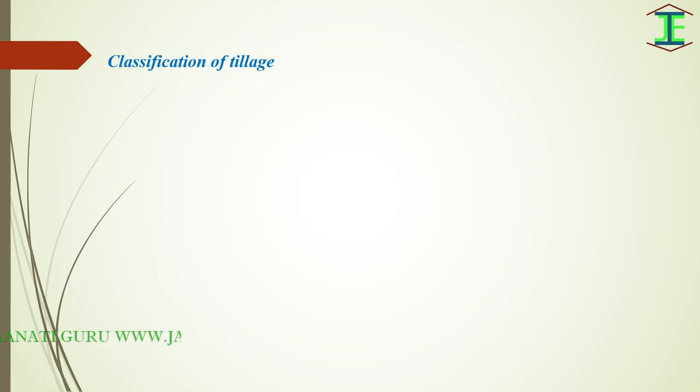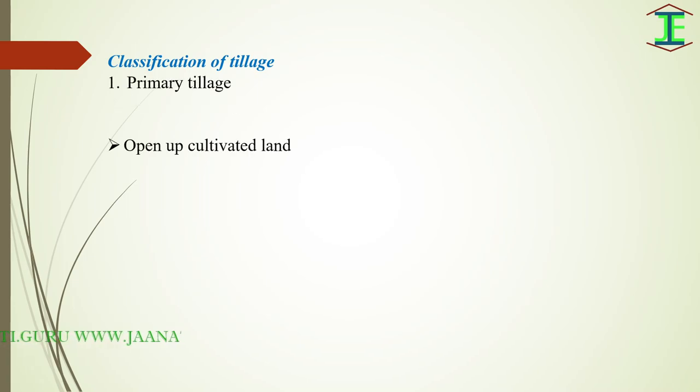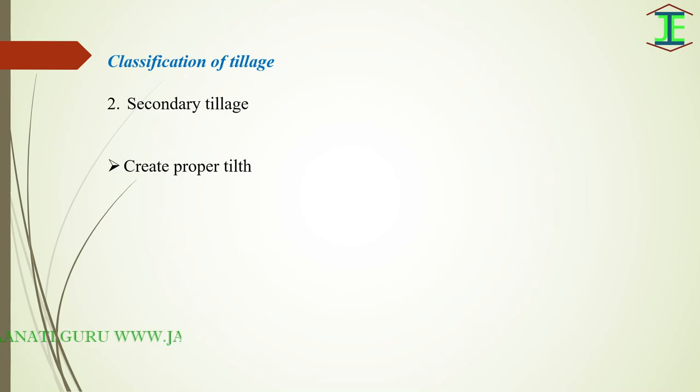Primary tillage is the first operation done in the field, which opens up the land. The implements which are used for primary tillage are called primary tillage implements. By primary tillage, we open the cultivated land to prepare a seed bed. Next is secondary tillage. After primary tillage, secondary tillage is done. By secondary tillage, we provide proper tilth to the soil. The implements used for secondary tillage are called secondary tillage implements.